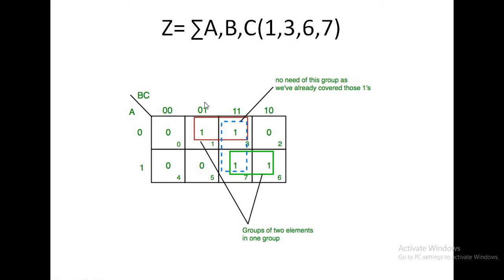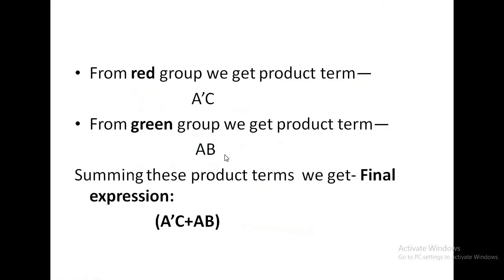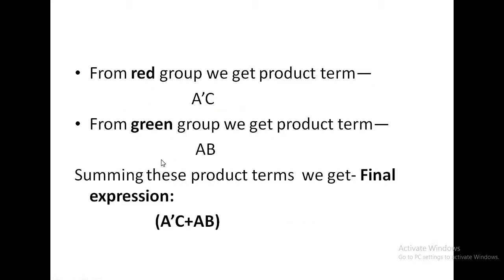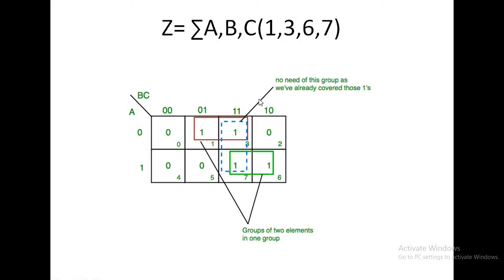Next, from this green group, what expression can I derive? From the row, this is 1, and 1 means A. And from these 2 columns, which one is common? Here 1 is there, here also 1. Both are common, so 1 means B. So from the green group we get the product term AB. Summing these product terms, we get the final expression as A prime C plus AB. So this is the solution of this K-map.